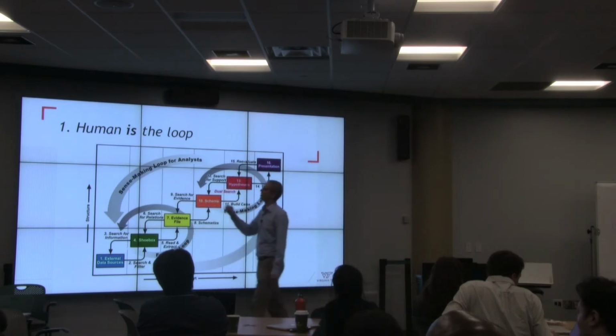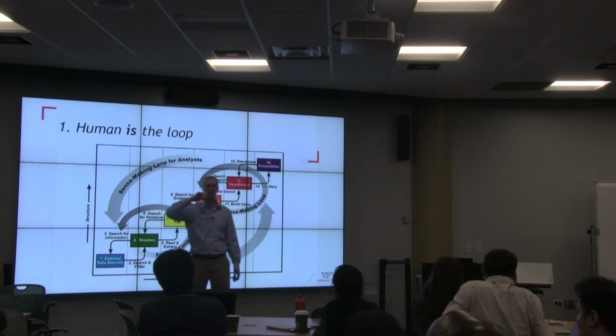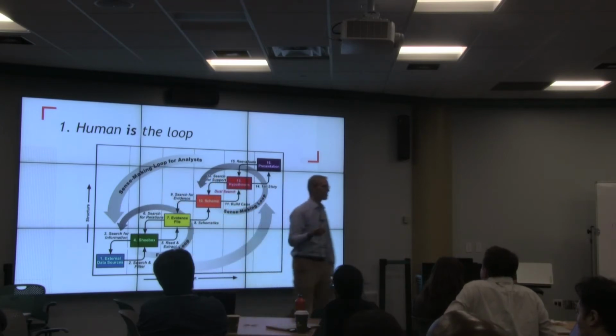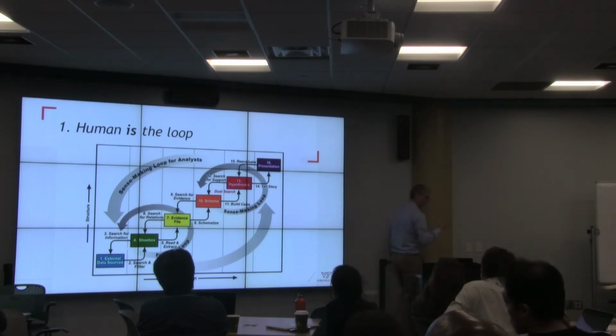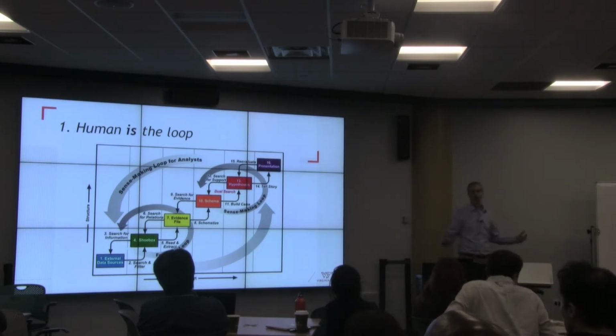And so we like to call this, kind of facetiously, instead of human in the loop, we call it human is the loop, right? To emphasize the fact that the human is the center of the design, and it's all about how the algorithms fit into that loop, right?